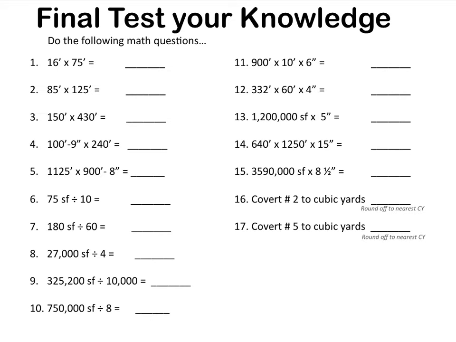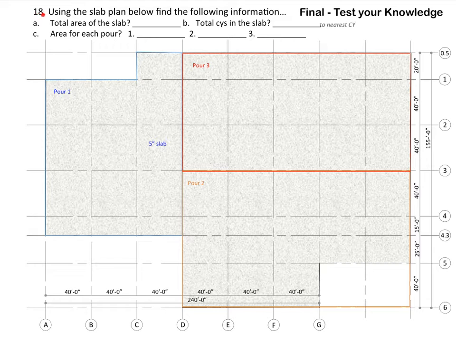We are going to do some more test your knowledge, and we're going to do it in 2 phases. Phase 1 will be reviewing some of the math work. So do the following equations and fill in the blanks here. And on question number 18, find the slab areas for pour number 1, 2, and 3, and the cubic yards to the nearest cubic yard.